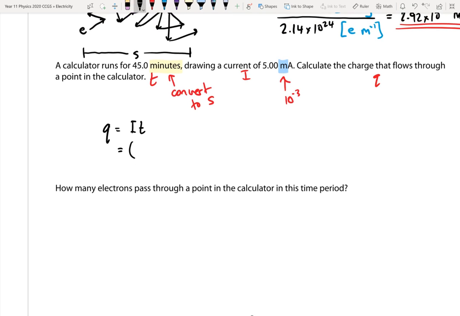Is it fine if we do it like this? 5 times 10 to the negative 3. There's my conversion for milli. And then multiplied by 45 by 60. There's my conversion to seconds. We get 13.5 coulombs of charge.